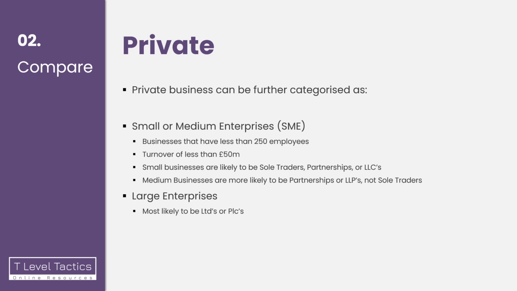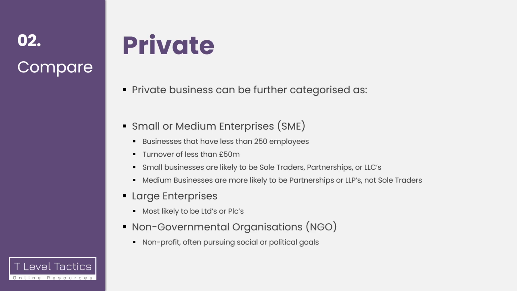You can also find non-governmental organisations, and these businesses are often not-for-profit, pursuing social or political goals instead, and can be of any size, from community-focused to international groups. This is where, for instance, a college might come in. This is where they're not looking to make a profit. All money is reinvested in the organisation, but they're separate to the government.